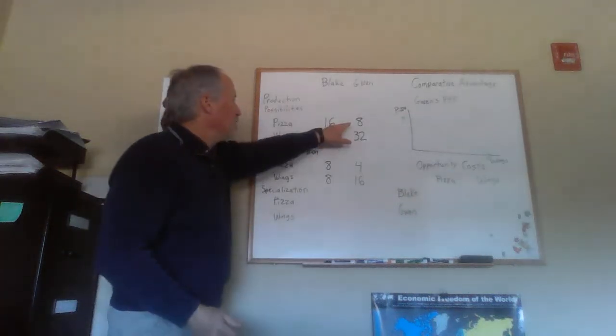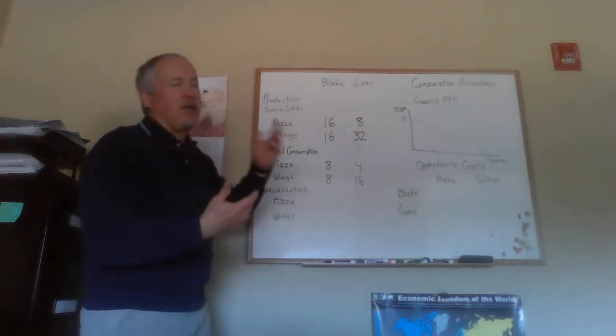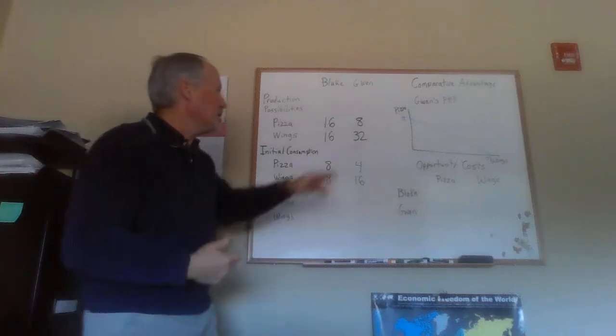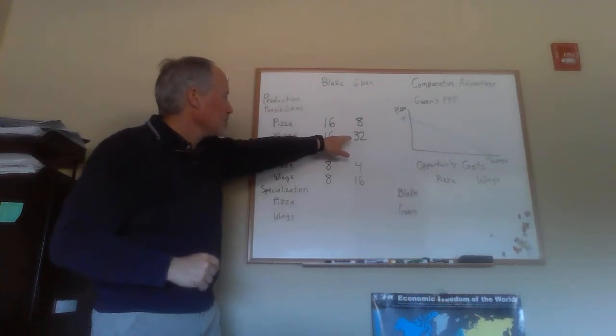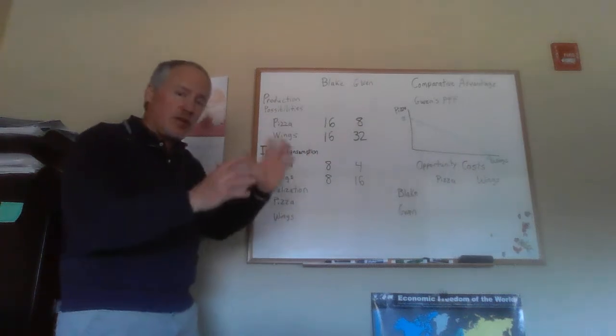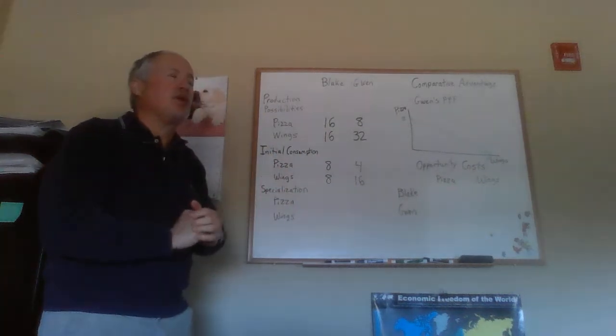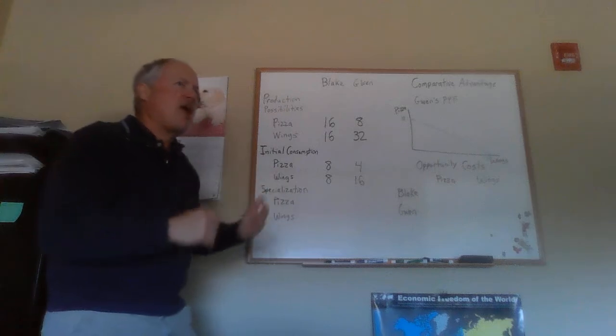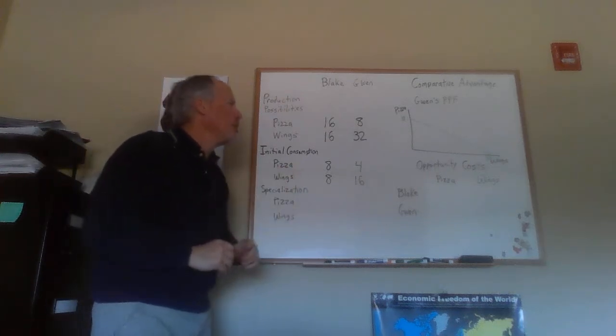For Gwen, if she made pizzas all day, she could make 8 pizzas, and if she made nothing but wings, she could make 32 wings a day. Again, these are different numbers than they had in the book, a little bit smaller, and they're going to have different ratios here.